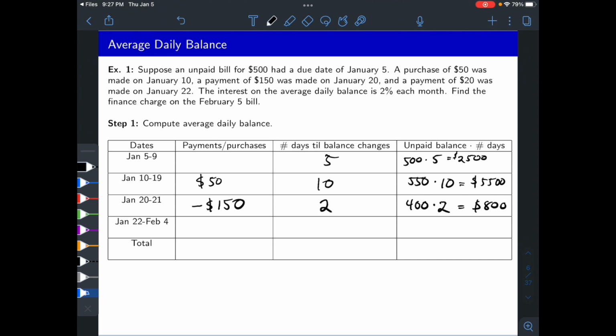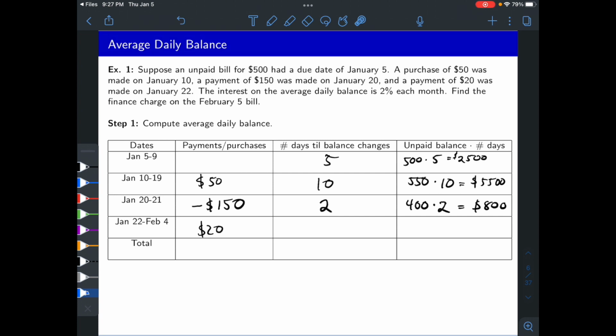All right, last thing that happens is on January 22nd, and then a payment of $20 was made. So they pay $20, so the balance is going to go up by $20. All right, and then how many days from January 22nd to February 4th?